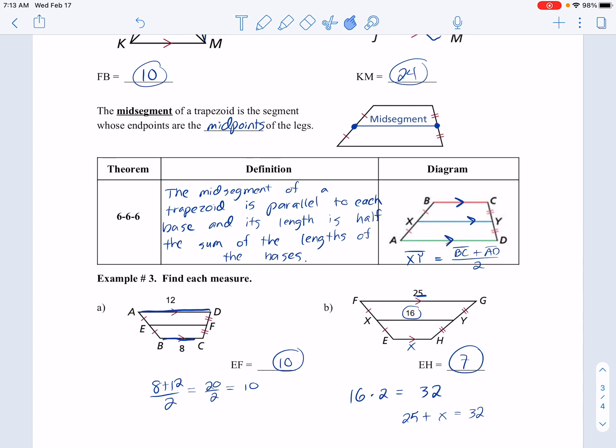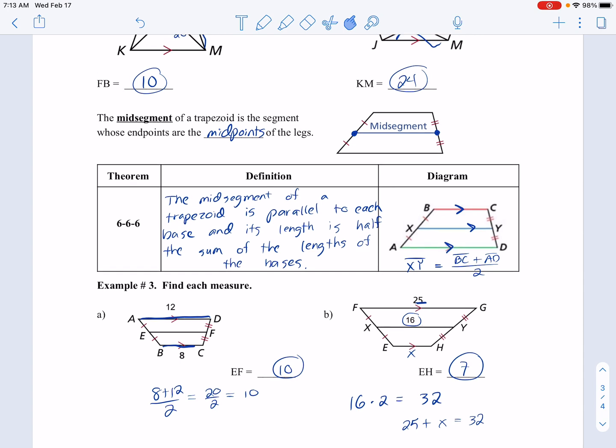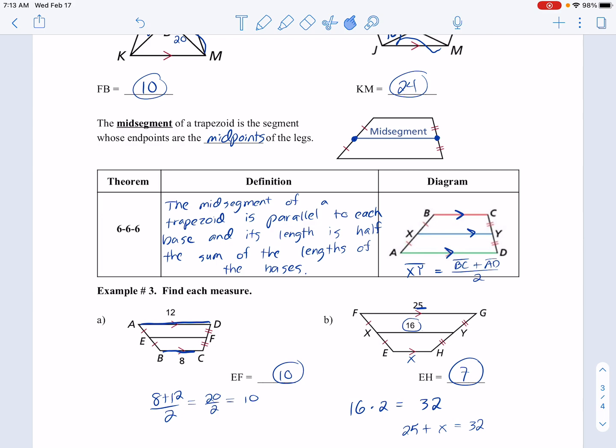Okay, a lot of properties here, a lot of practice on the homework, last section of Unit 6, and then we'll start getting ready for the test next week.